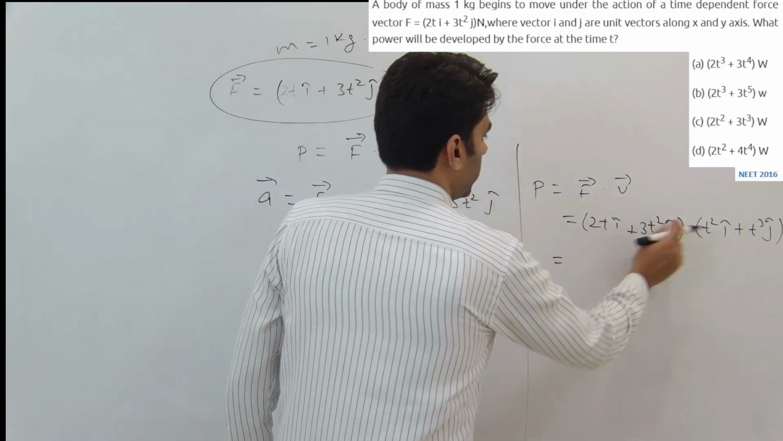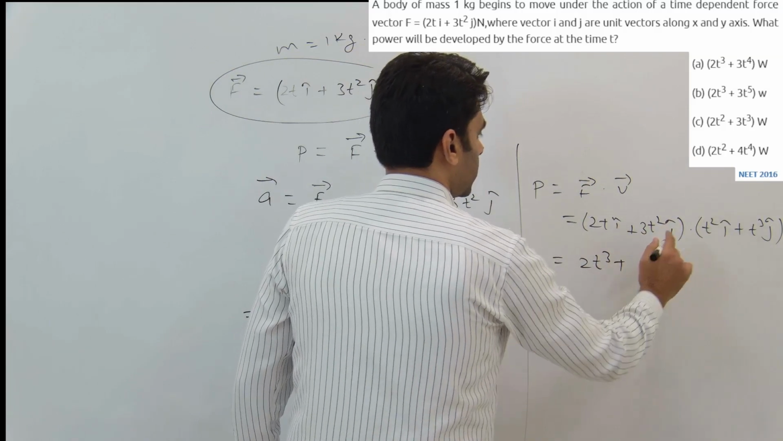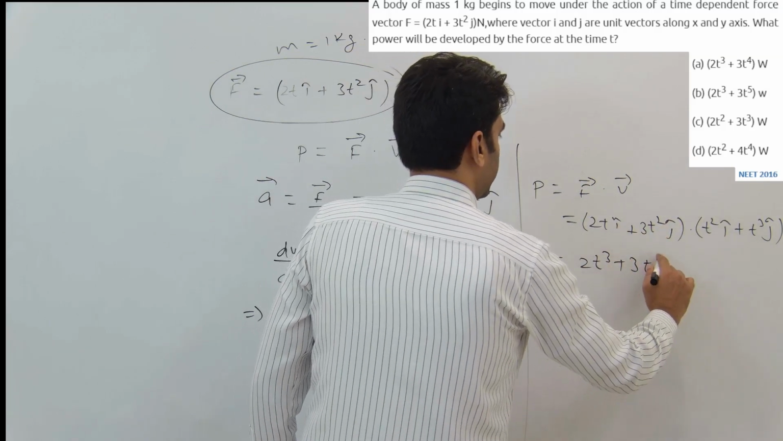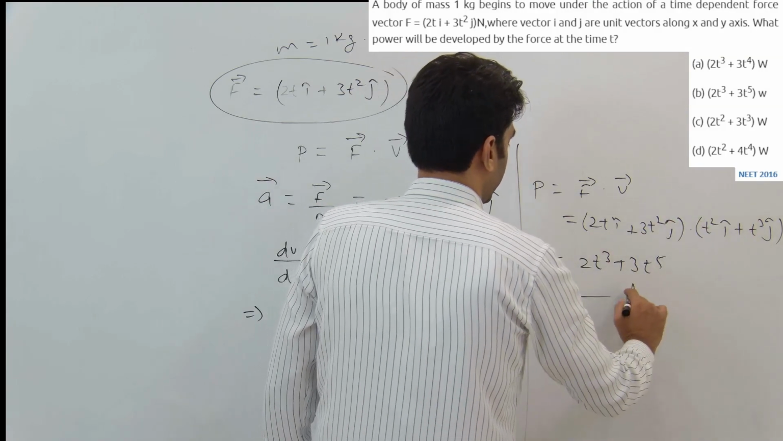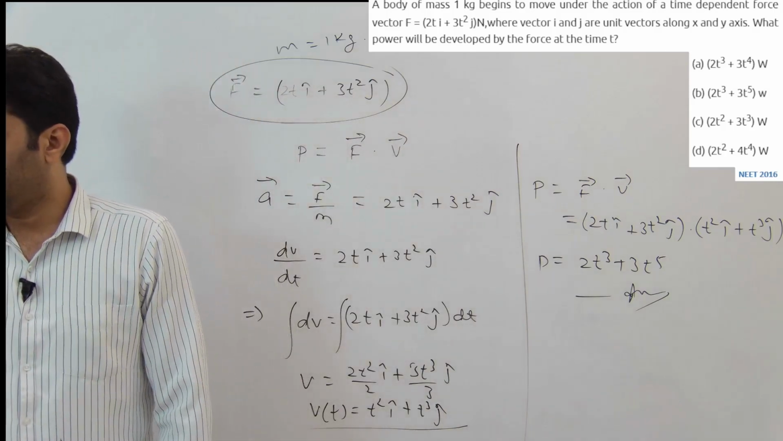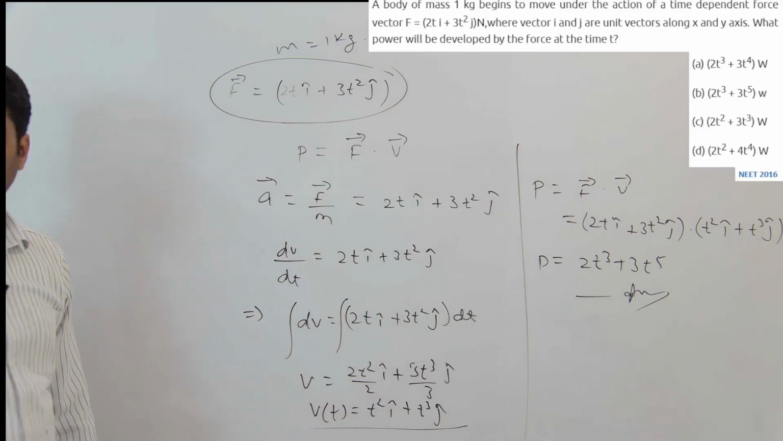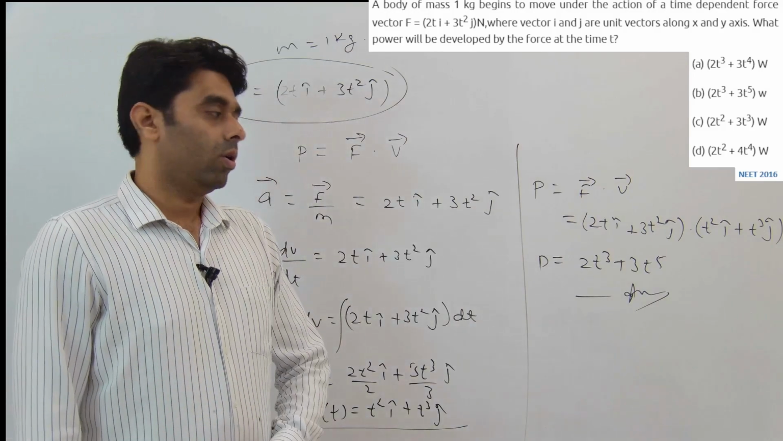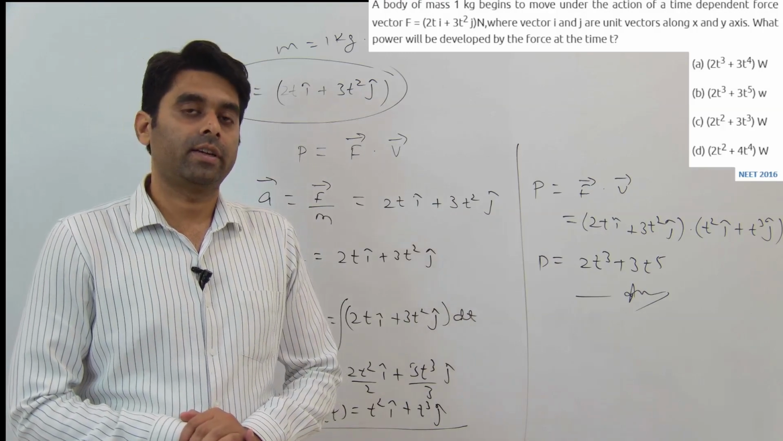So the coefficient of i gives 2t cube, plus 3t power 5 from t square times t cube. So this will be your power: 2t cube plus 3t power 5. Which option do we have? Option 2t cube plus 3t power 5, option number B. The second option is our correct answer, right?